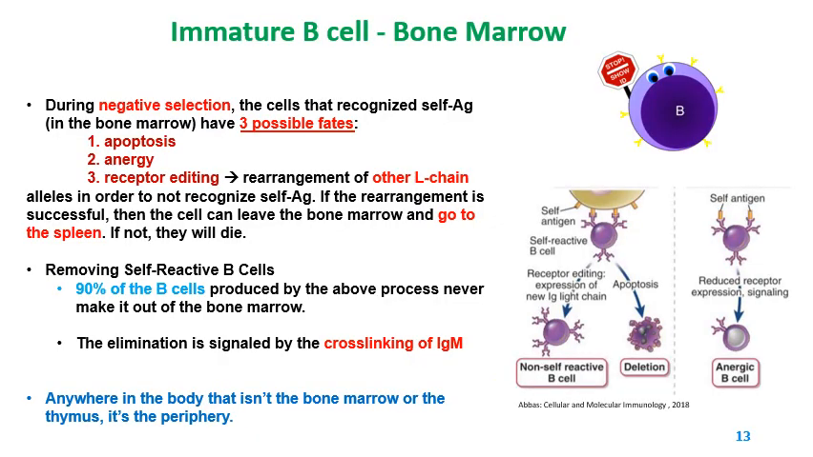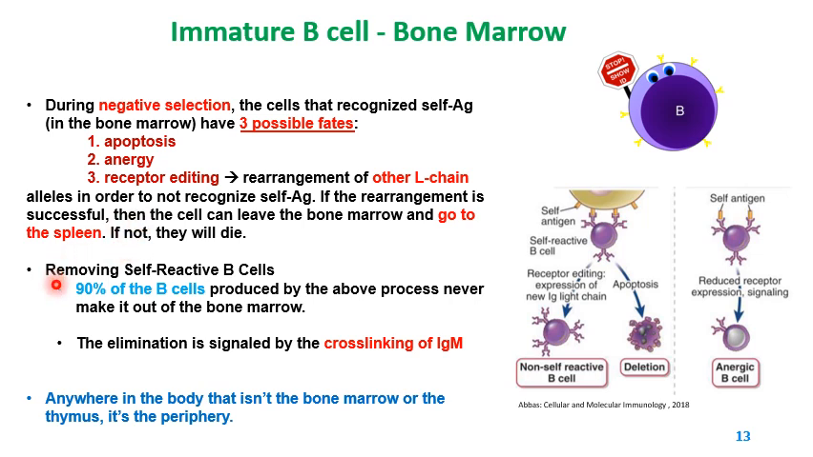All right, so let's see what happens here. When you are undergoing that negative selection, you can die, you can become a zombie, or you can change your receptor. The editing of the receptor is only going to happen at the light chain, okay? And then after that, the cell will be able to migrate to the spleen and undergo further exposure to other self-antigens.